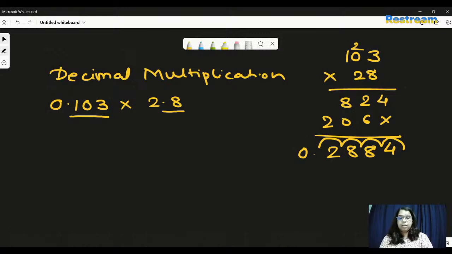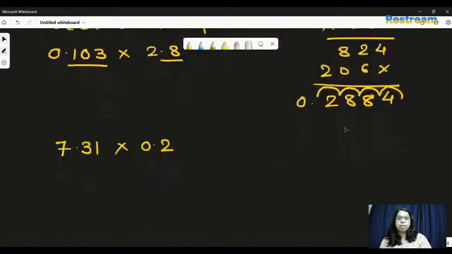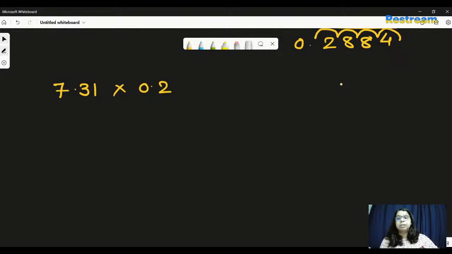So we are going to get 0.2884. So you can do it as a normal multiplication, and then add as many decimal points as you have. So let's do one more. Let's say 7.31 multiplied by 0.2. Now we'll take a smaller value this time, so we will know what to do when we have something more than this. Okay, so we are going to multiply 731 by 2.